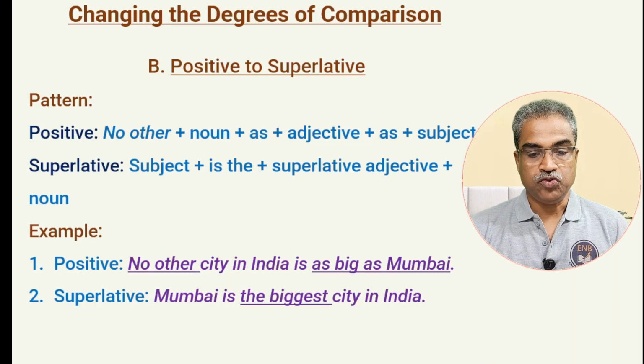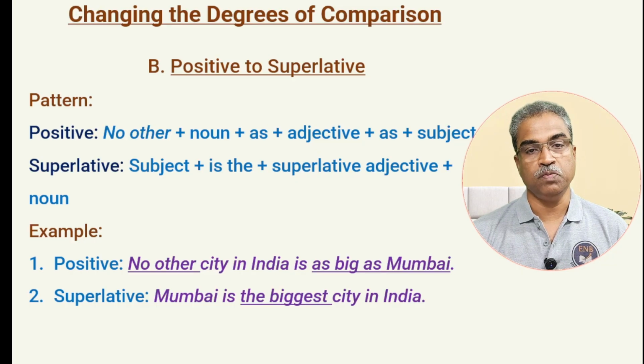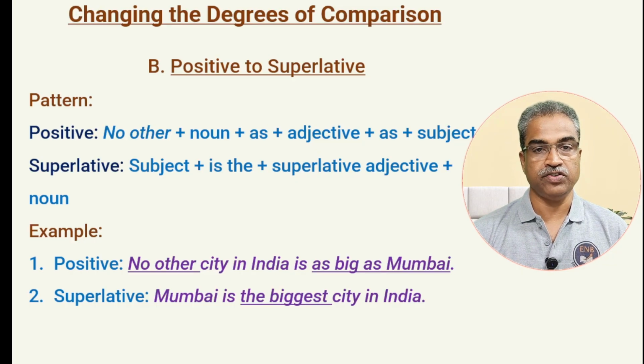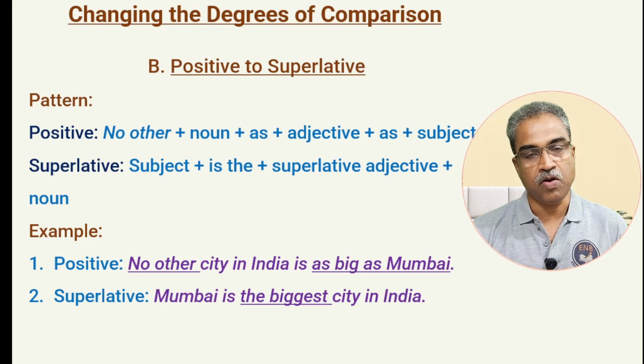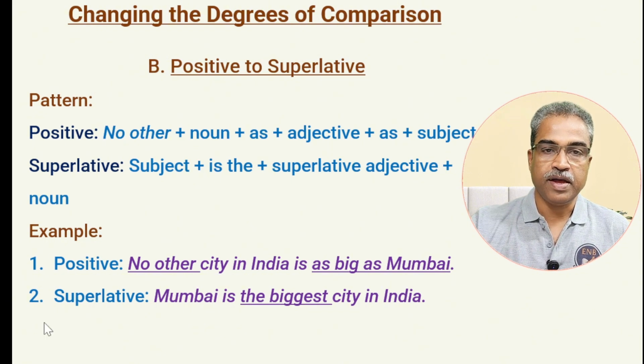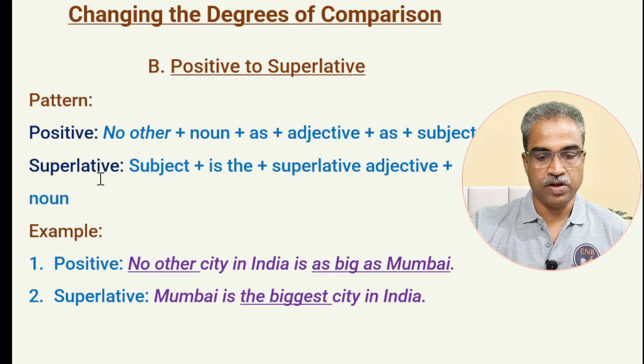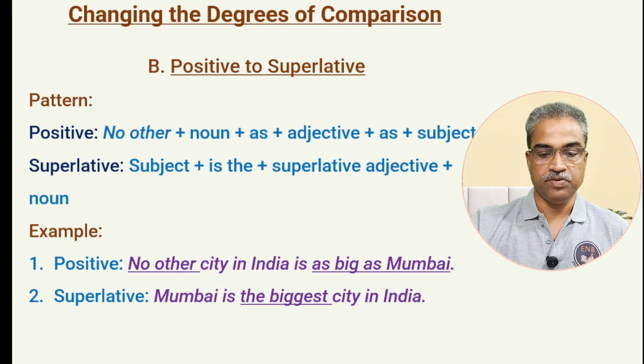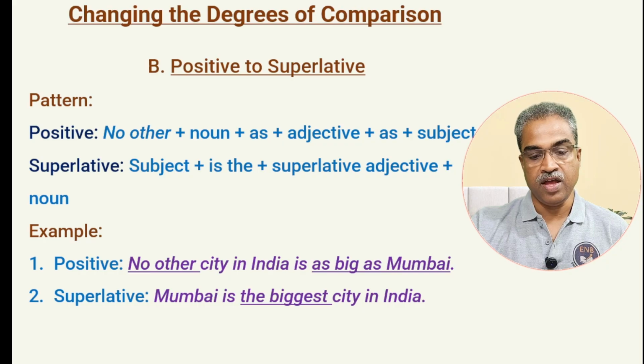Okay, now let's come to sentences that are positive and how to change them to superlative. We just saw positive to comparative, and of course, comparative to positive. Same thing, we reverse the order. But now let's say positive to superlative. The pattern is positive as usual: No other, noun, as, adjective, as, plus subject. And superlative will be subject plus is, the, plus superlative adjective plus noun.